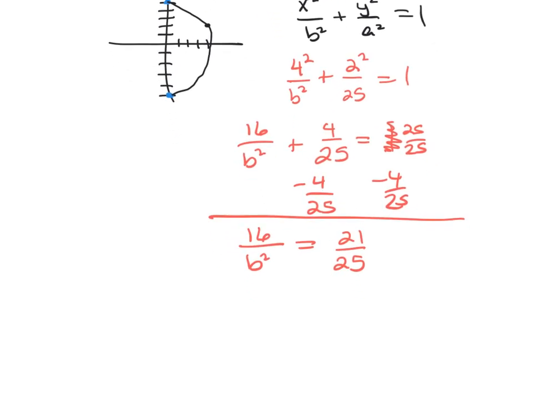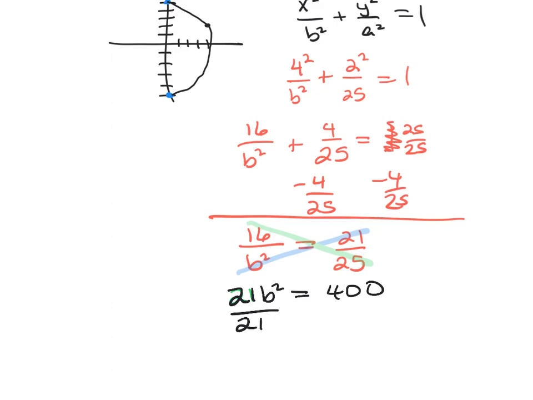Now, the way that I'm going to solve this is I'm just going to solve it like a proportion. Now, you could also multiply both sides by b squared and then divide by 21, but I'm going to treat it as a proportion. So I'm going to multiply b squared times 21 and 16 times 25. It doesn't matter how you do it. You can do it either way. So 21, let's do this in a darker color, 21b squared, and then 16 times 25 is 400.